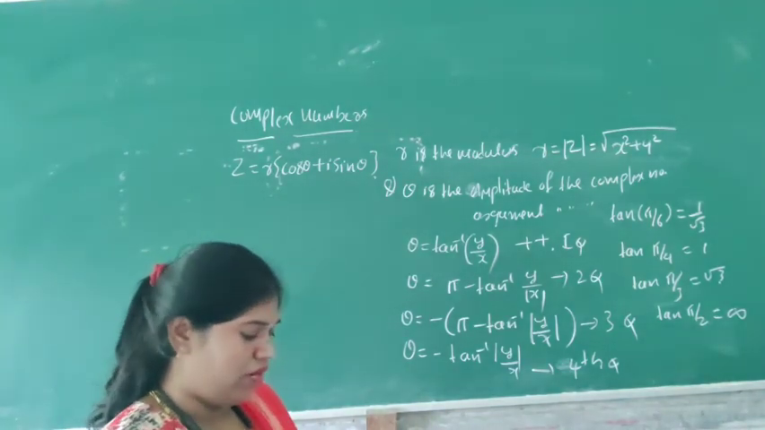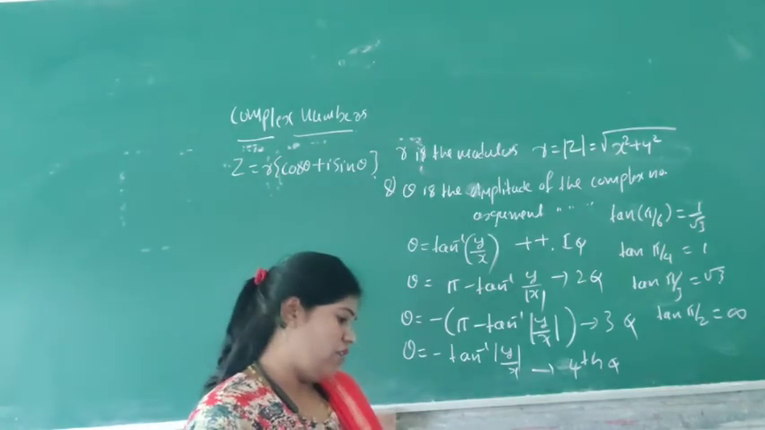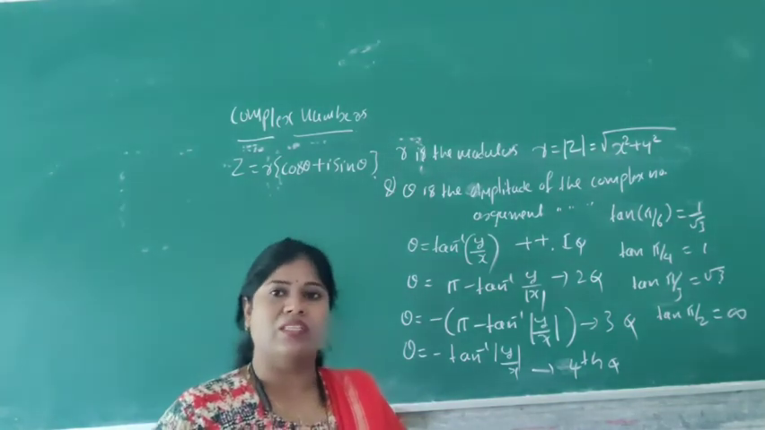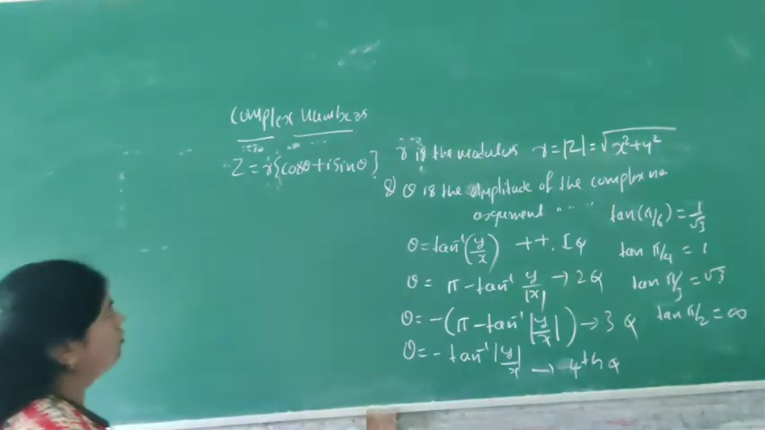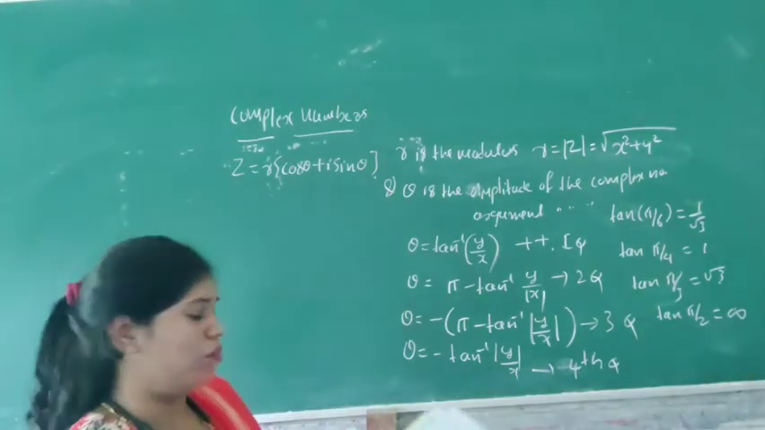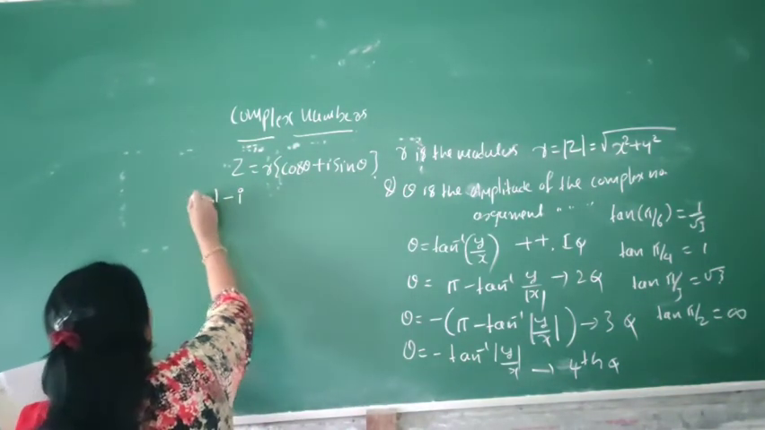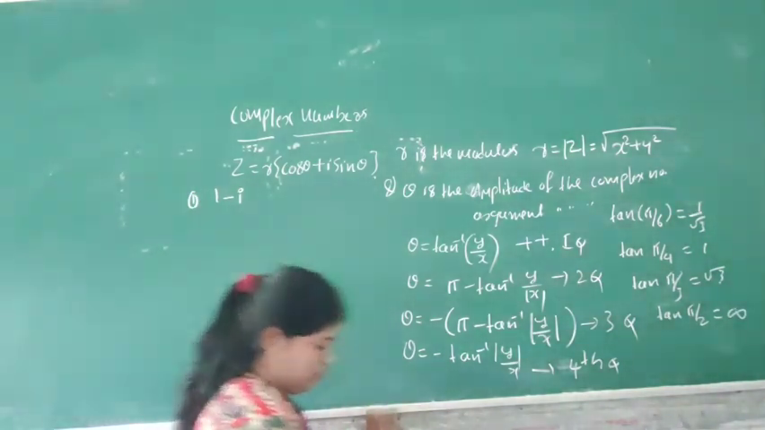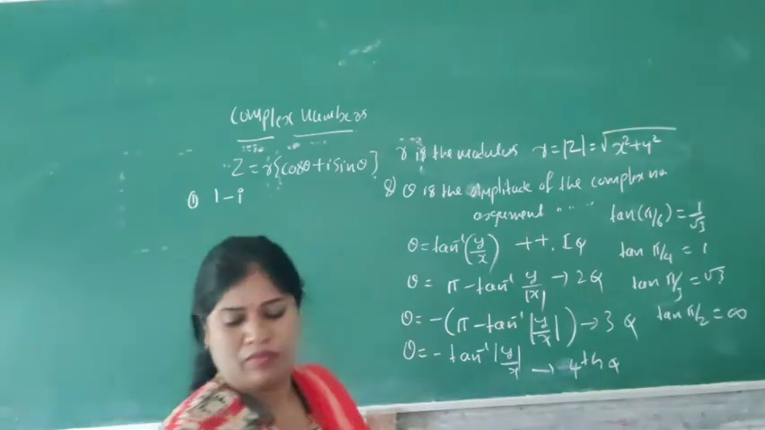We will continue the problems. Yesterday we did the first quadrant and second quadrant problems, I think. Find the polar form of the complex number 1 minus i.